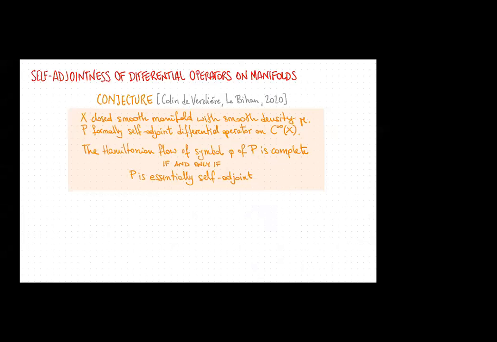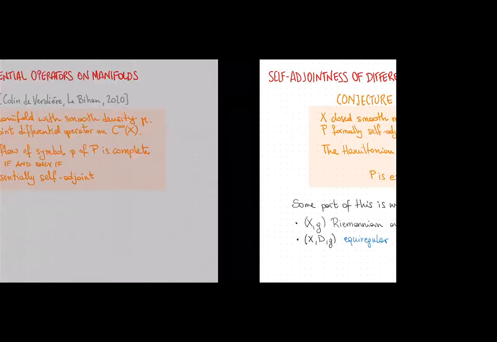And then why is this interesting overall? This is interesting because you have a manifold with a non-complete geodesic flow whose Laplacian is essentially self-adjoint on each of the connected components of the cut manifold. And there is a conjecture, a recent one from 2020, that says that if you have a closed smooth manifold with a smooth density and a formally self-adjoint operator there, then the Hamiltonian flow is complete if and only if the operator is essentially self-adjoint, which is true in many cases.